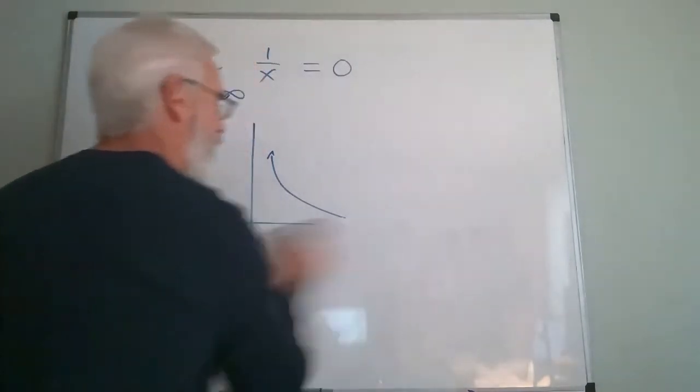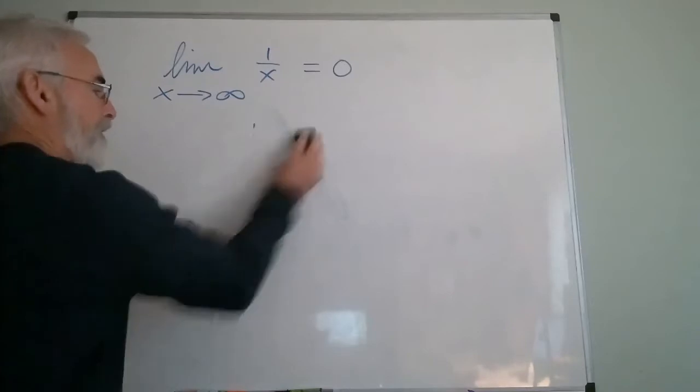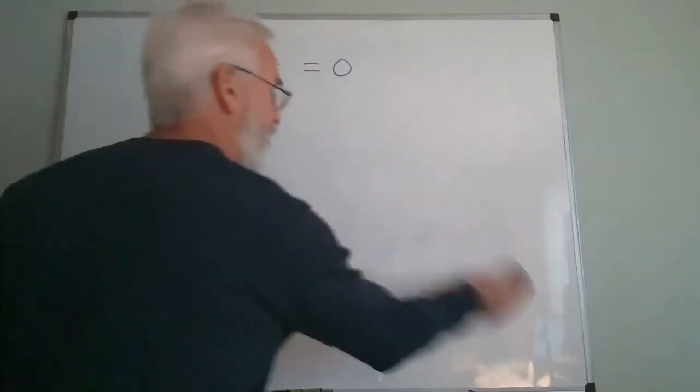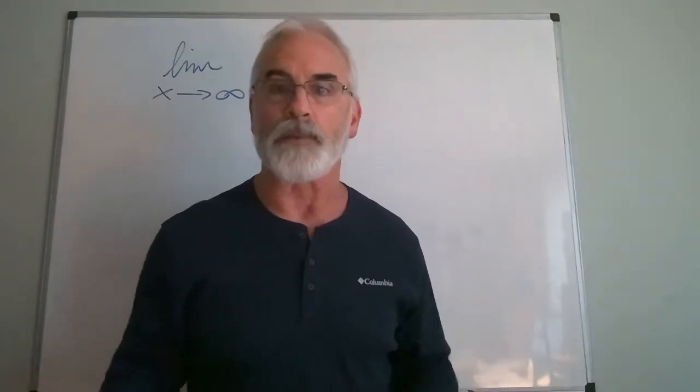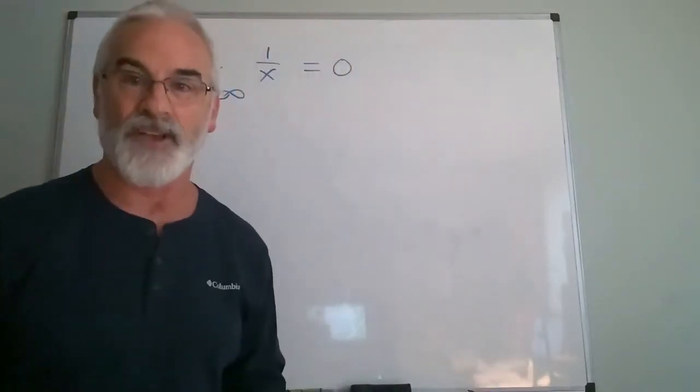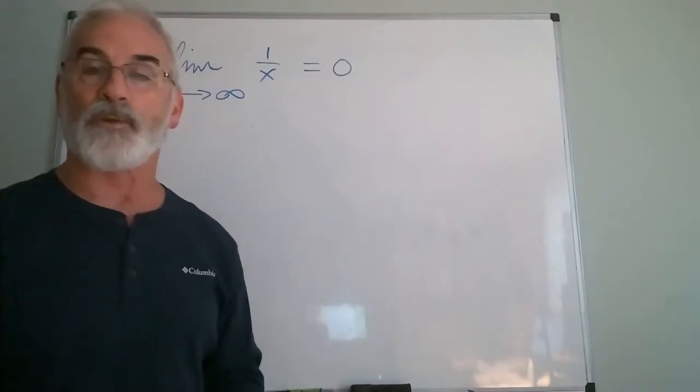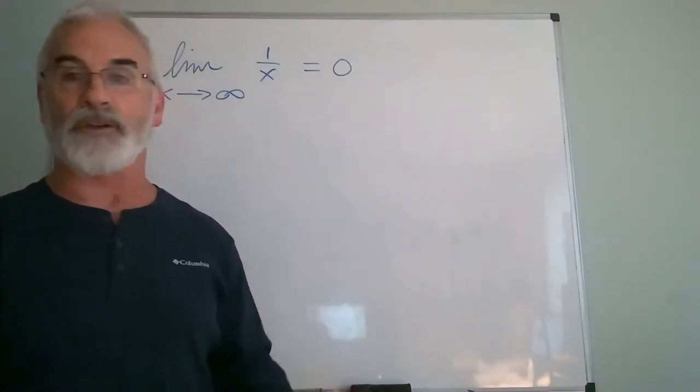And this is what we're calling asymptotic behavior or asymptotic convergence. A significant amount of calculus is based on this concept. If you've ever had statistics, all of statistics is based on what's called asymptotic behavior or asymptotic convergence.